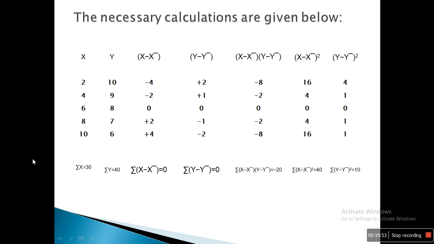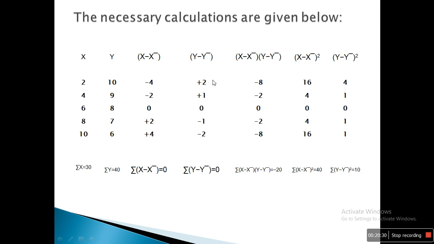Okay, so your time is over. Now you all know what is x minus x bar. How come it is minus 4? Because the value of x bar is 6. 30 divided by n, which is 5, so 30 divided by 5 becomes 6. So we are actually doing over here 2 minus 6, which becomes minus 4. So likewise minus 2, 0, plus 2 and plus 4.